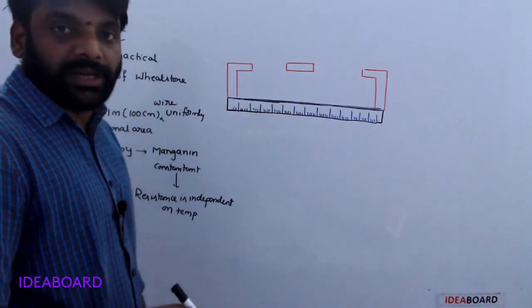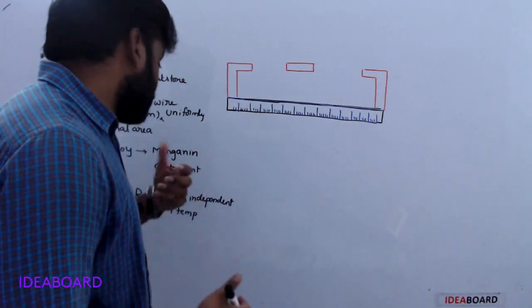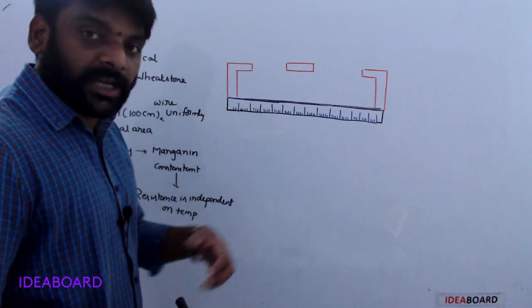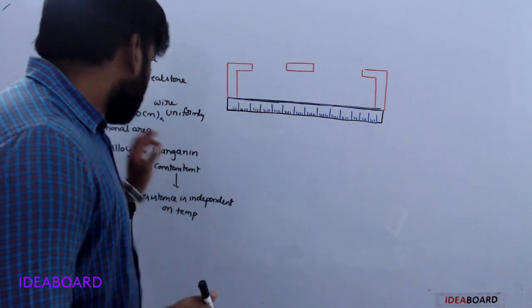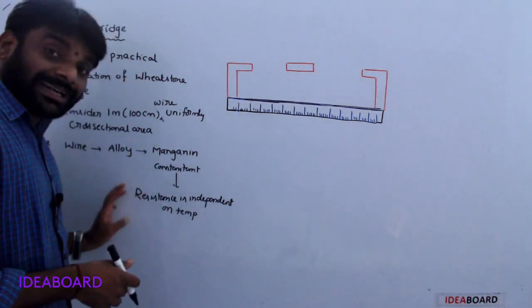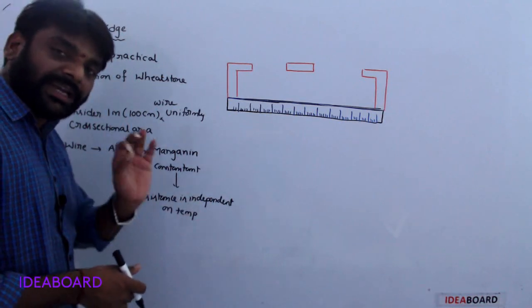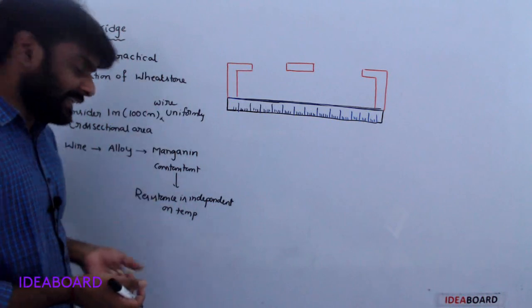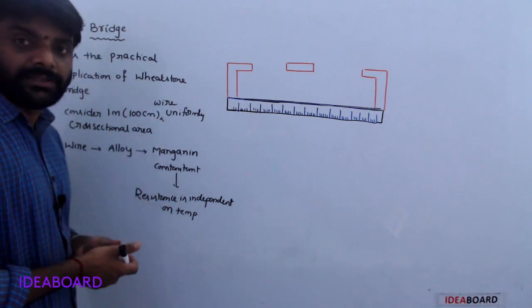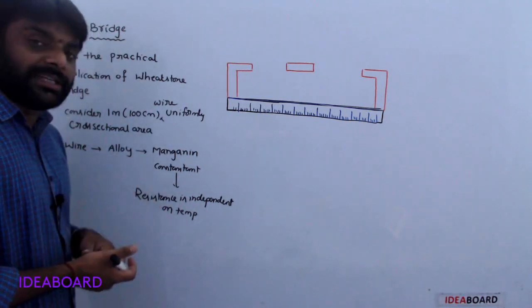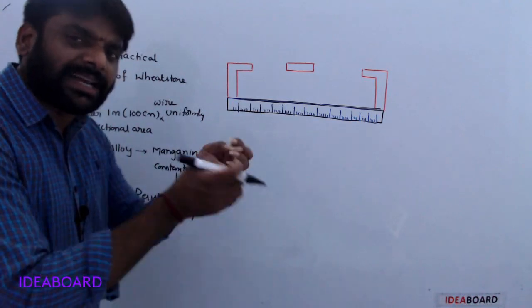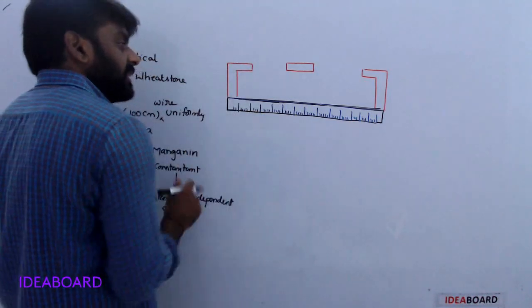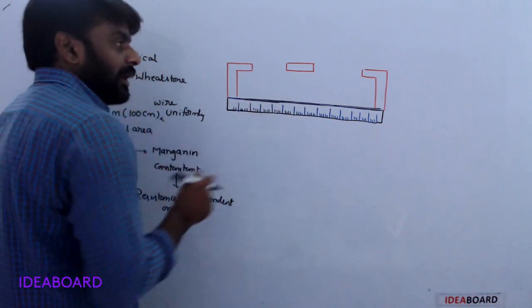The wire considered here is manganin or constantan type. Why? Because the resistance of such wires is almost independent of temperature. If temperature increases, the resistance does not change, or if it does change, that is negligible. That's why we consider this wire.